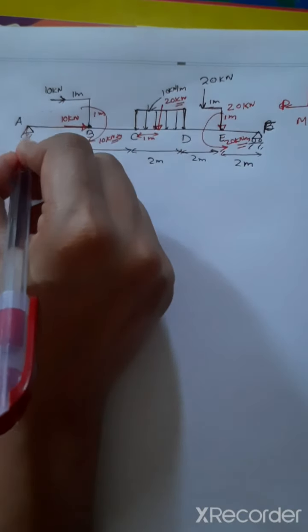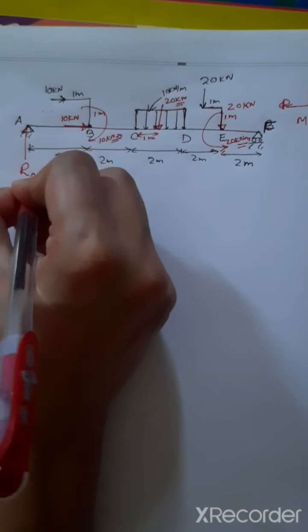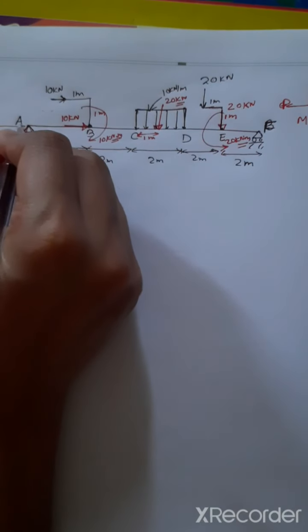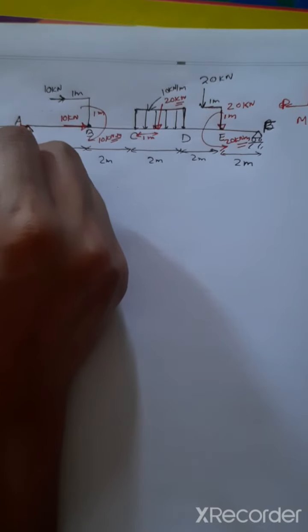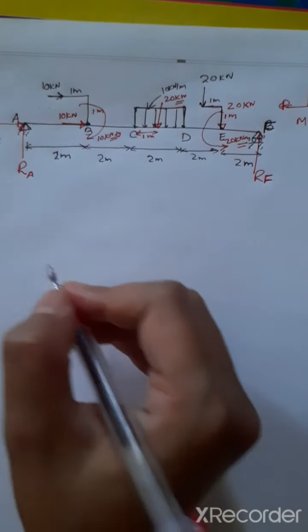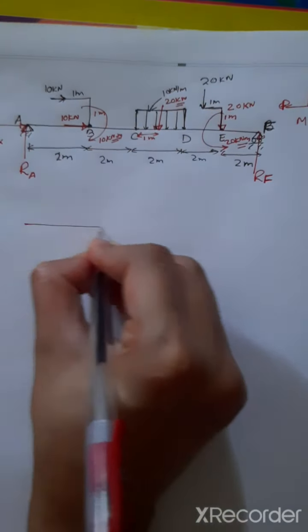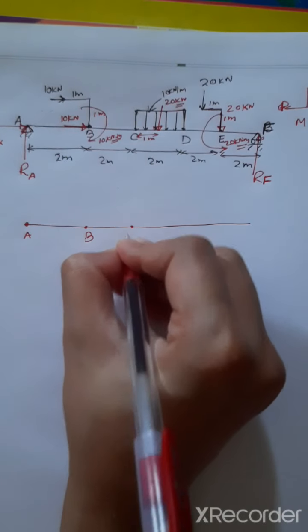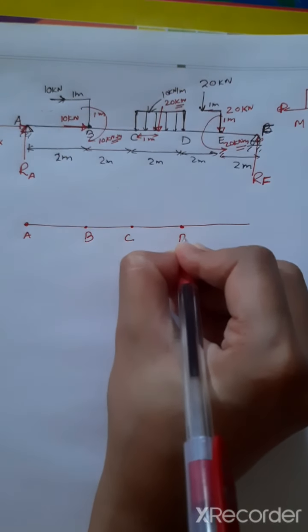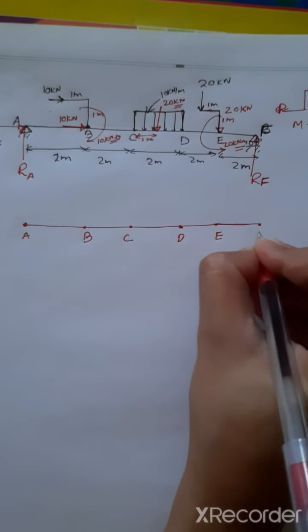Now we'll go to the point A. So here we will have one reaction RA, vertical reaction, and one horizontal reaction RAX. Okay, here we will have RF only. So if we draw the free body diagram of the whole beam, that is A, B, C, D, E, and this point is F.